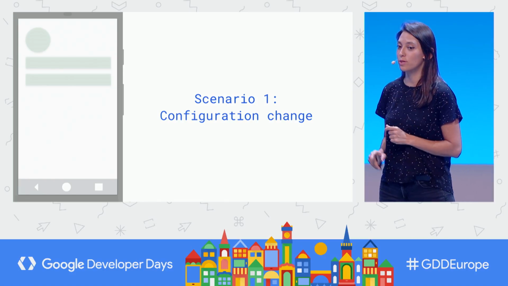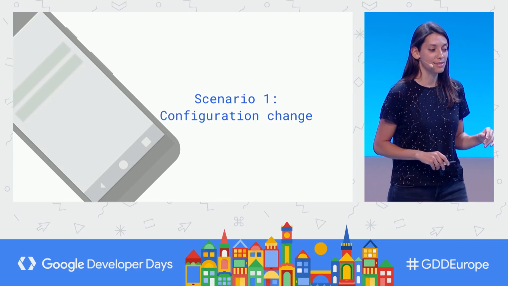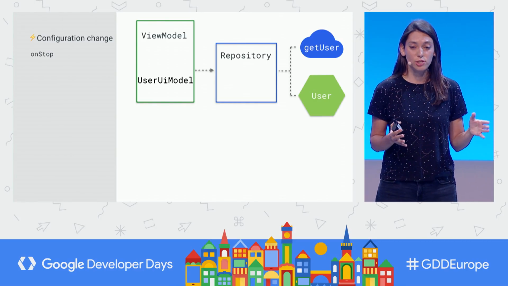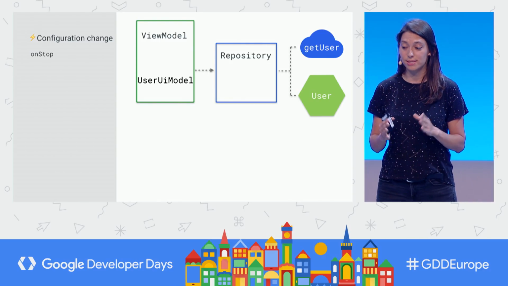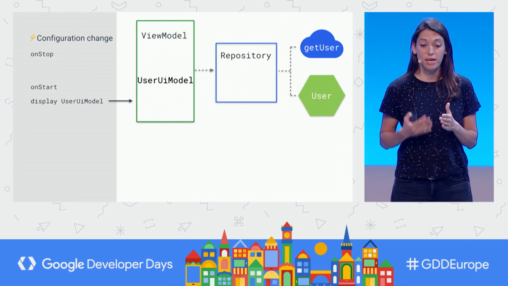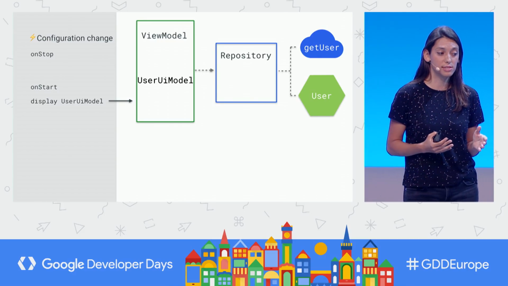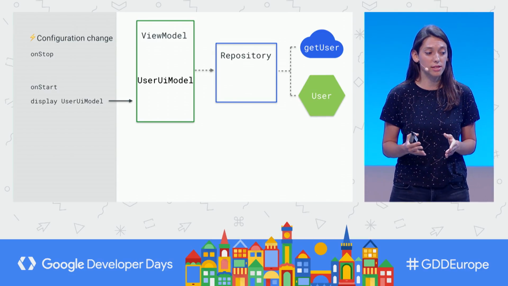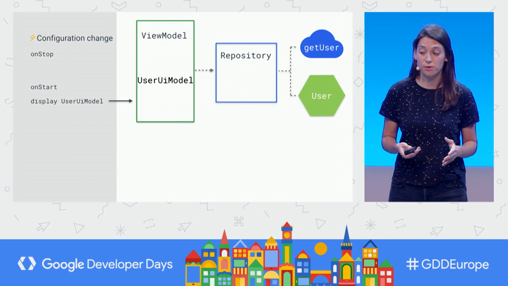Let's see what happens when you do configuration changes, for example, when we're rotating the device. On configuration change, onStop is called, but the view model still exists and still holds a reference to the UI model. When the application goes to foreground or is recreated, onStart is called, and in our display method we just get a reference to that UI model from the view model. That's it. We don't need to work with the repository at all.